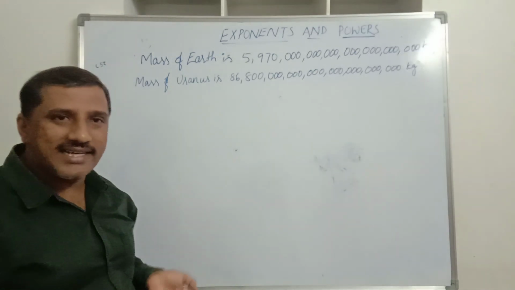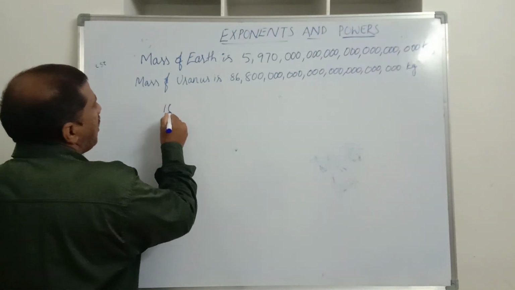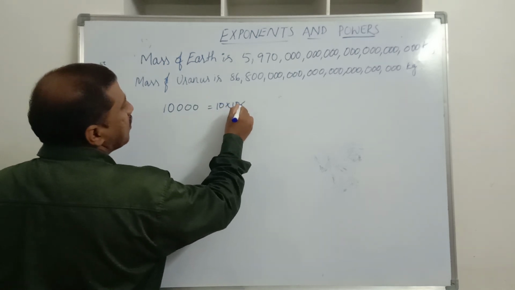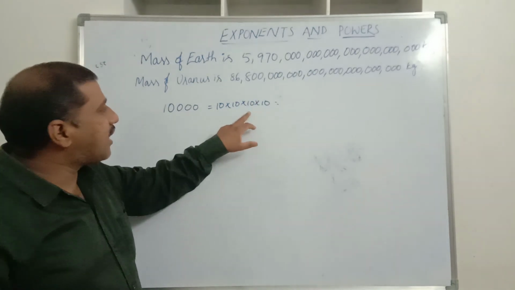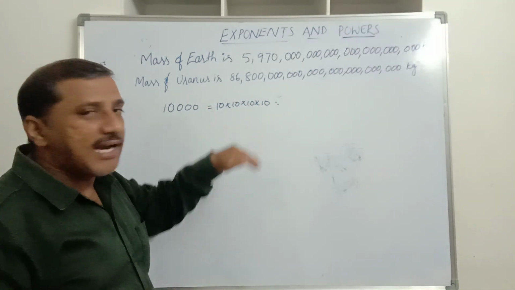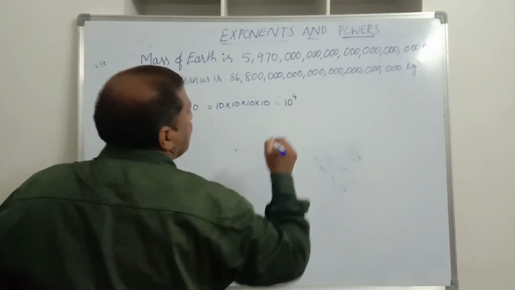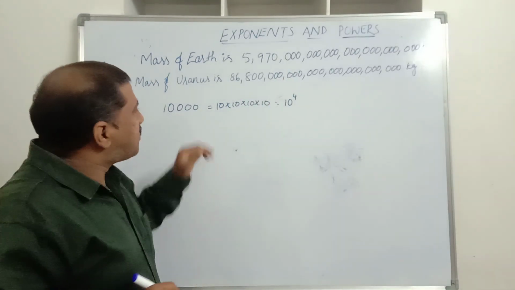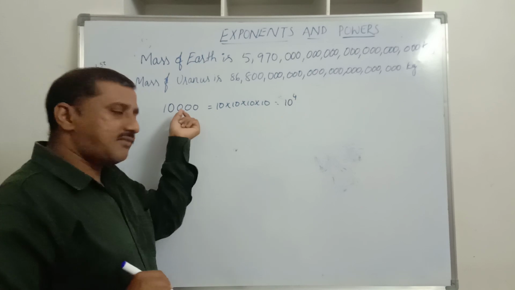Now we will discuss what an exponent is and what exponential form is. See, for example, a number. What is this number called? 10,000. So 10,000 can be written as 10 into 10 into 10 into 10. That is, 10 is multiplied 4 times. So this can be written as 10 raised to the power 4, or simply 10 to the power of 4. So 10 to the power of 4 is the short form, or exponential form, of 10,000.